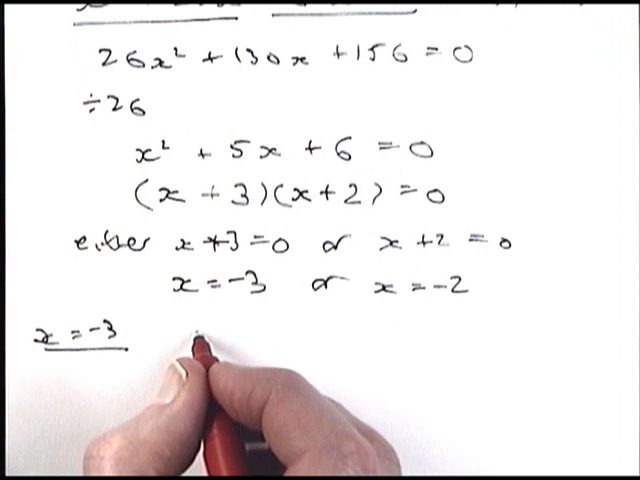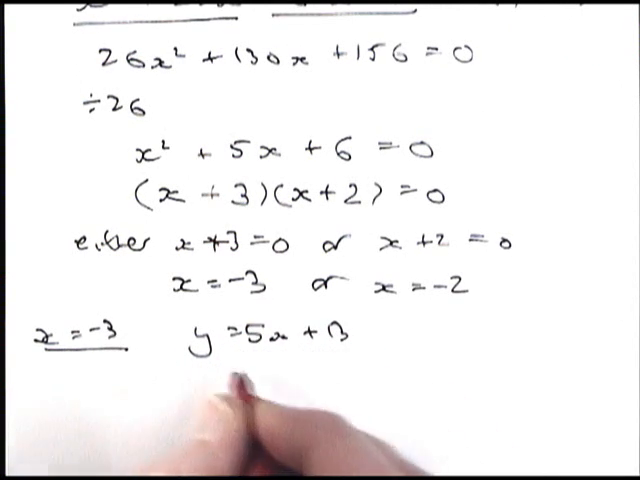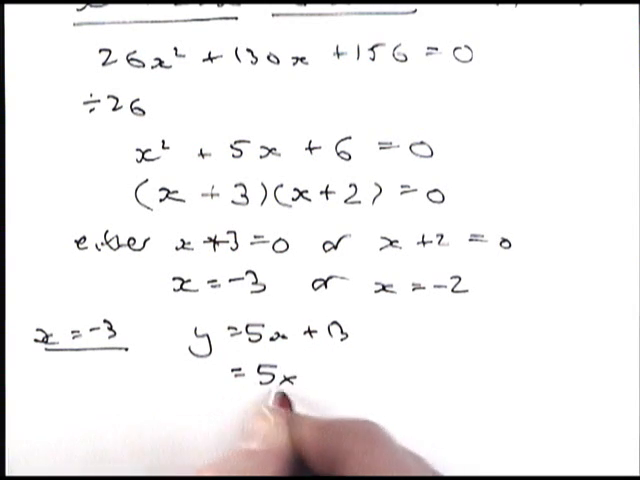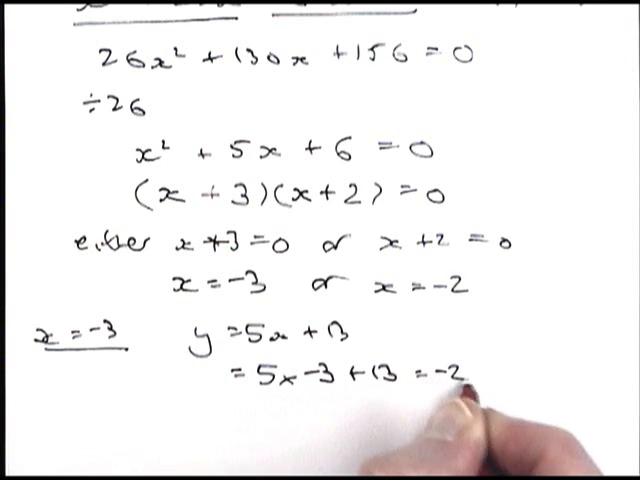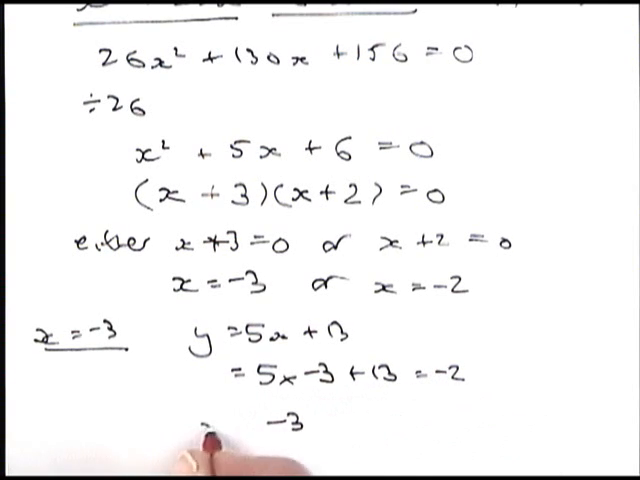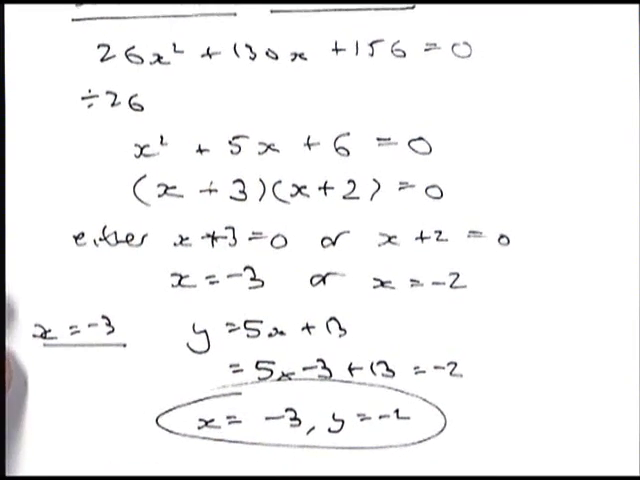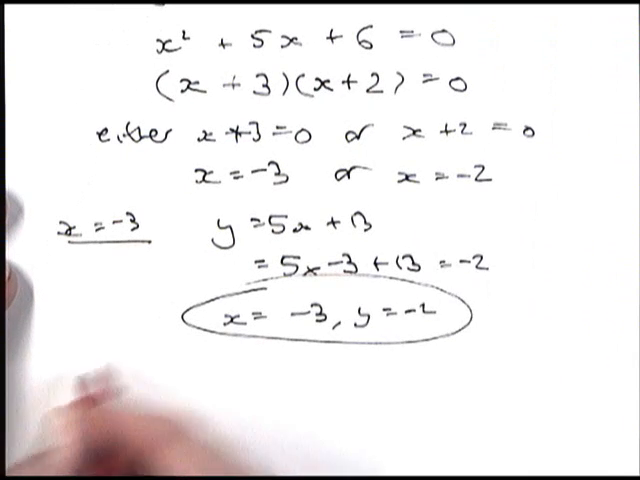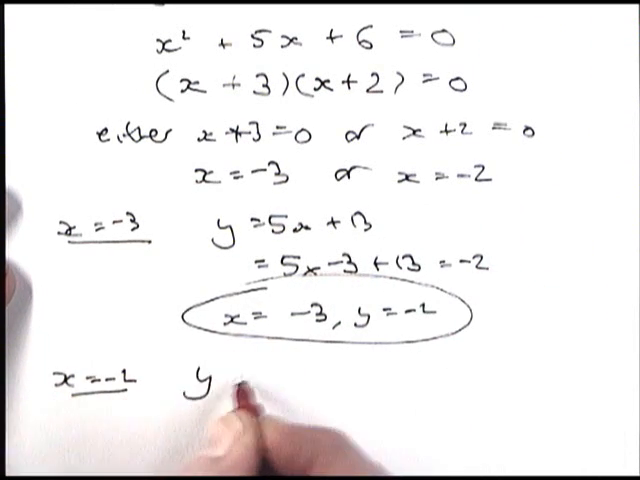So if I start off with x is minus 3, my first equation I had, equation 1 earlier, was this. So y will be 5 lots of minus 3, which is minus 15, plus 13, so that's minus 2. So x is minus 3, y is minus 2, is one of the solutions, that's one of the points of intersection.